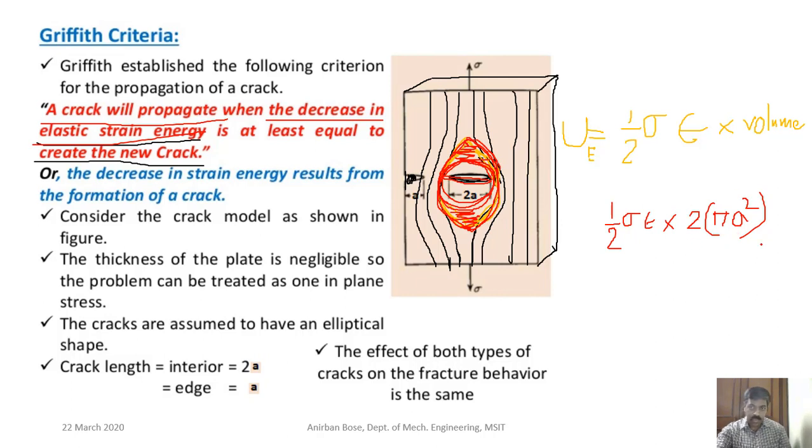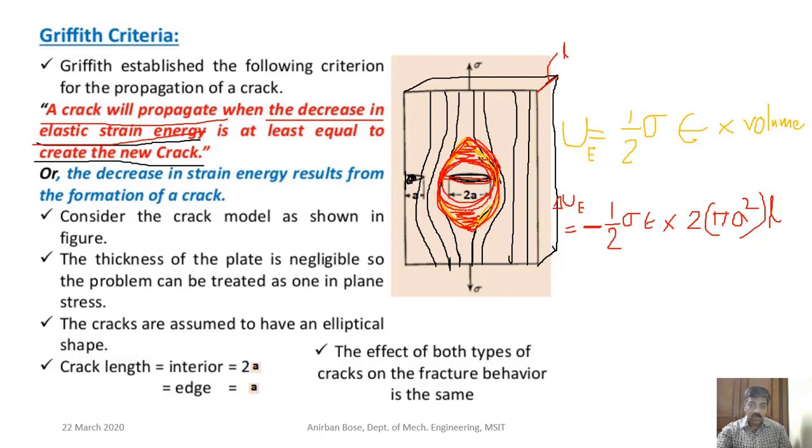Okay, so what is the volume? If the length perpendicular to the screen is L, then this multiplied by L is the volume. So this much energy will be released. Since it is released, the energy will decrease, so it is a negative sign. Okay, so this is UE, or the change of elastic strain energy, right?